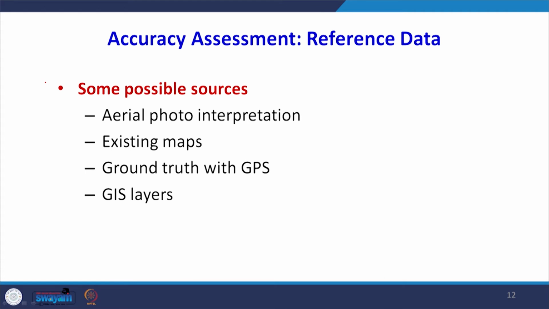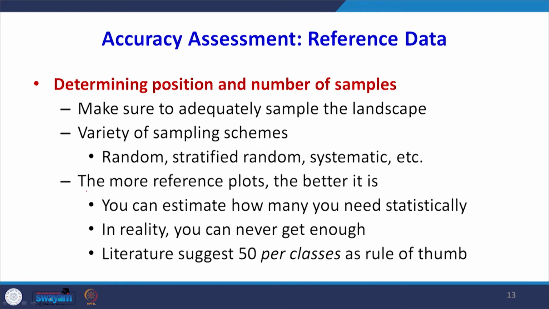Now, there are some possible sources from where the reference data would come. It could be aerial photo interpretation or some existing maps, maybe ground truth collection with GPS data, or maybe a GIS layer. These are some of the possible ways from where the ground truth data will come, and this becomes the reference data for comparing the data.